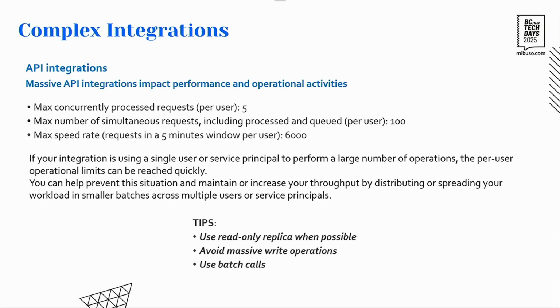There are some limitations in the online version, those are the rules of the game that you have to obey. So in order to be silent, swift, and deadly using the API, if you can, use the read-only replica, avoid massive write operations, and of course, use the batch calls.